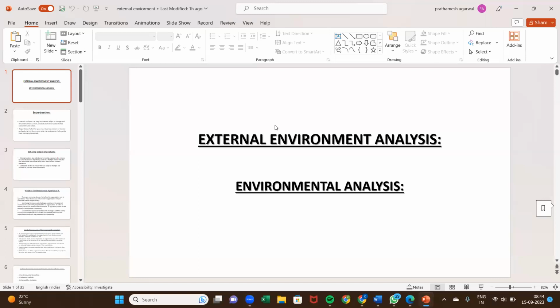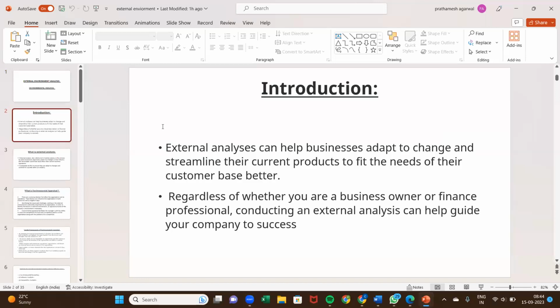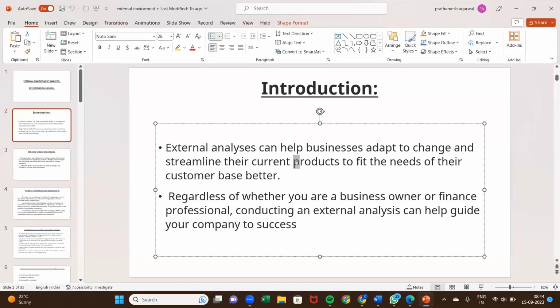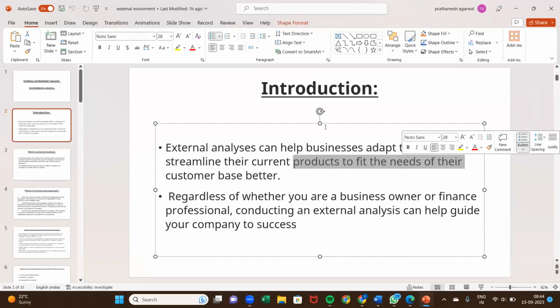Again, I repeat, we saw two environments, internal and external. Now let's study external environment analysis. What is environmental analysis? Analysis means to study. External analysis can help businesses adapt to change. If you're not going to be a change agent, it becomes very difficult to survive. Adapt to change and streamline their current products to fit the needs of their customer base better. So the products have to be streamlined according to the demands of the customer.